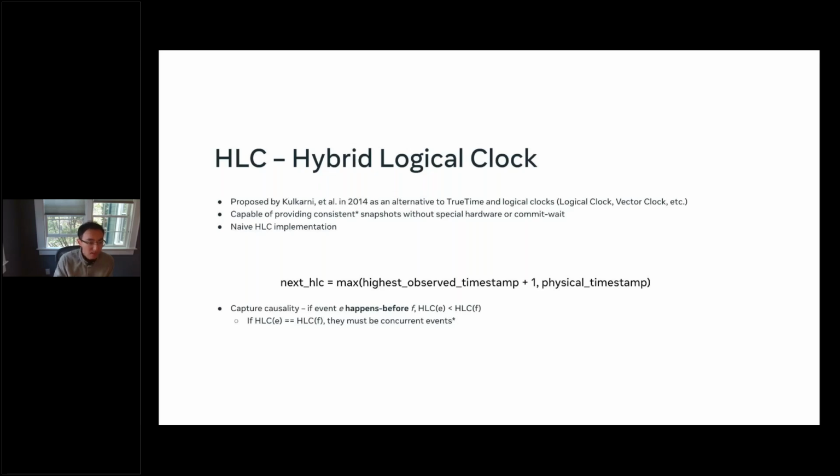And then you can see that it blends both the logical aspect as well as the physical timestamp aspect. So that's why it's called hybrid logical clock. By doing so, you can capture causality. And in the paper, the HLC was built on top of NTP, piggybacking on every single clock synchronization message.